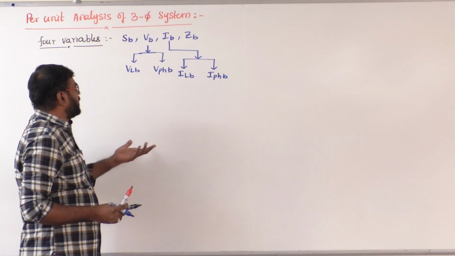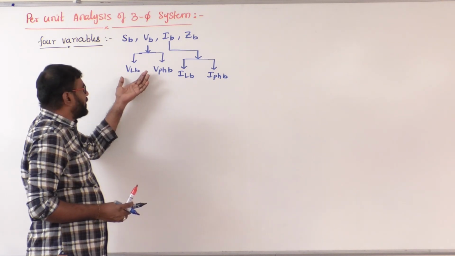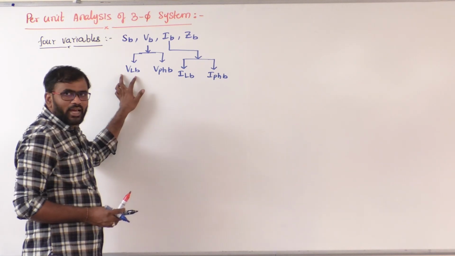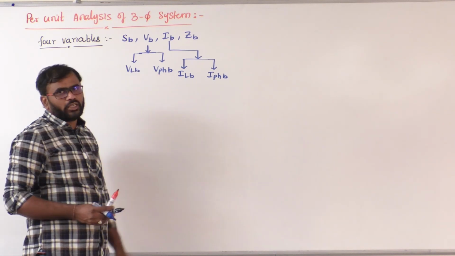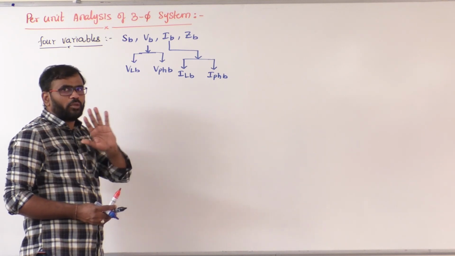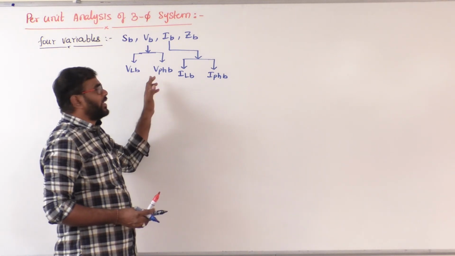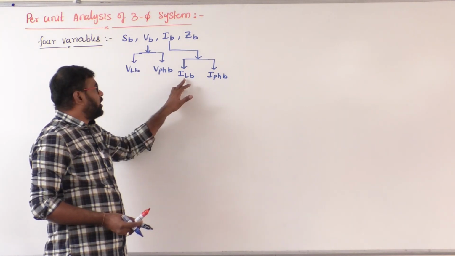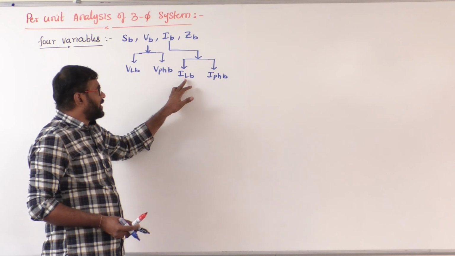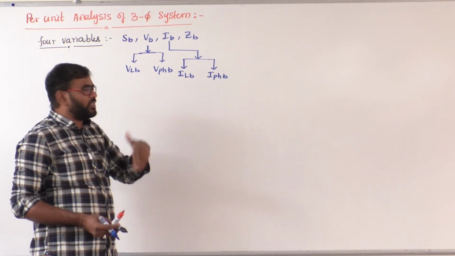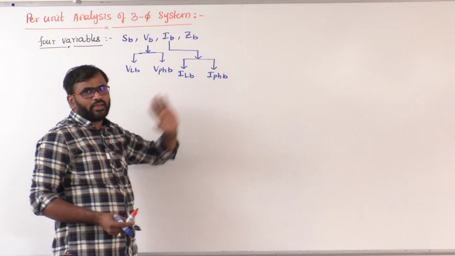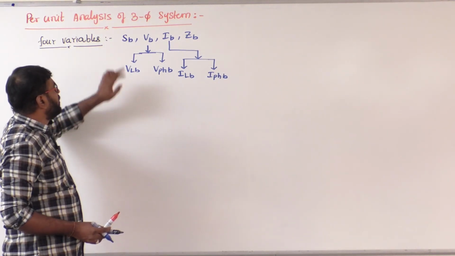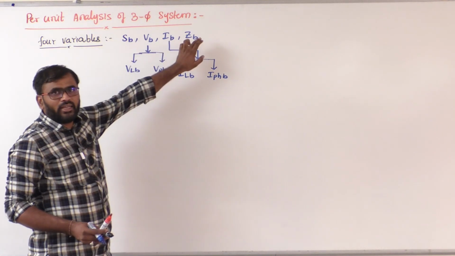But strictly speaking, there is not much difficulty in calculating the line voltage and phase voltage. If it is a star connection, the line voltage equals root 3 times the phase voltage. I am talking about the magnitudes. If it is a delta connection, line voltage equals phase voltage. Simple fundamentals. And if it is a star connection, line current equals phase current. If it is a delta connection, line current equals root 3 times the phase current. Nothing else.